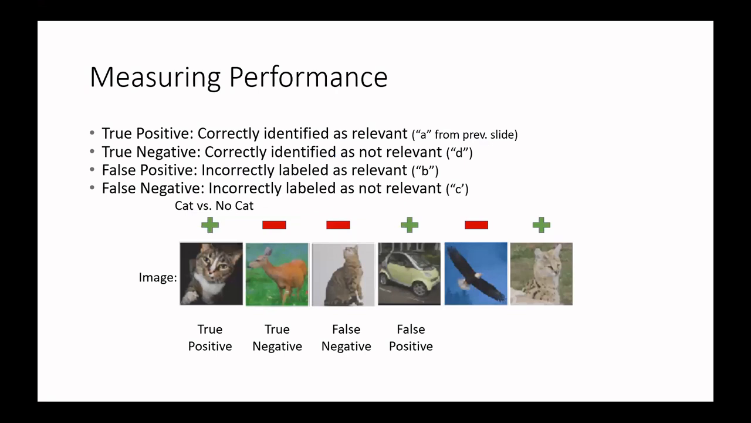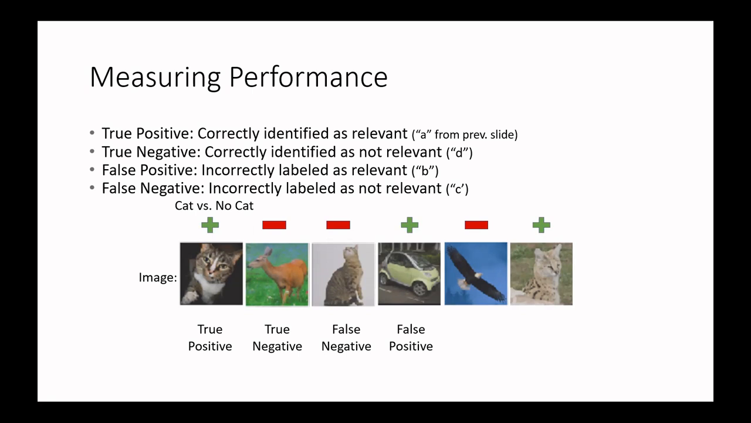In many cases, you will come across terms like true positive, true negative, false negative, false positive. Again, these terms represent what we saw in the last slide. True positive is when a class is correctly identified. It was C1 and the system said it is C1. It's a cat and the system says it's a cat. So that's true positive.